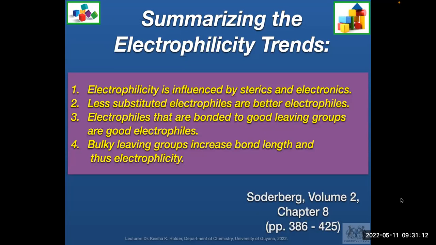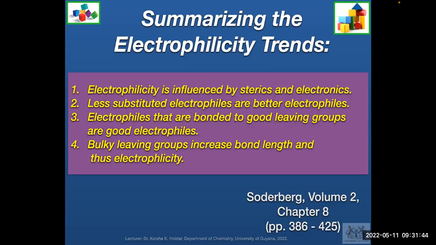Electrophiles that are bonded to good leaving groups are good electrophiles in general, because, as we just said, good leaving groups need to do exactly what leaving groups should do, which is leave. And the better they are at that, the better the electrophile on the whole will be. More effective it will be at facilitating the substitution reaction.